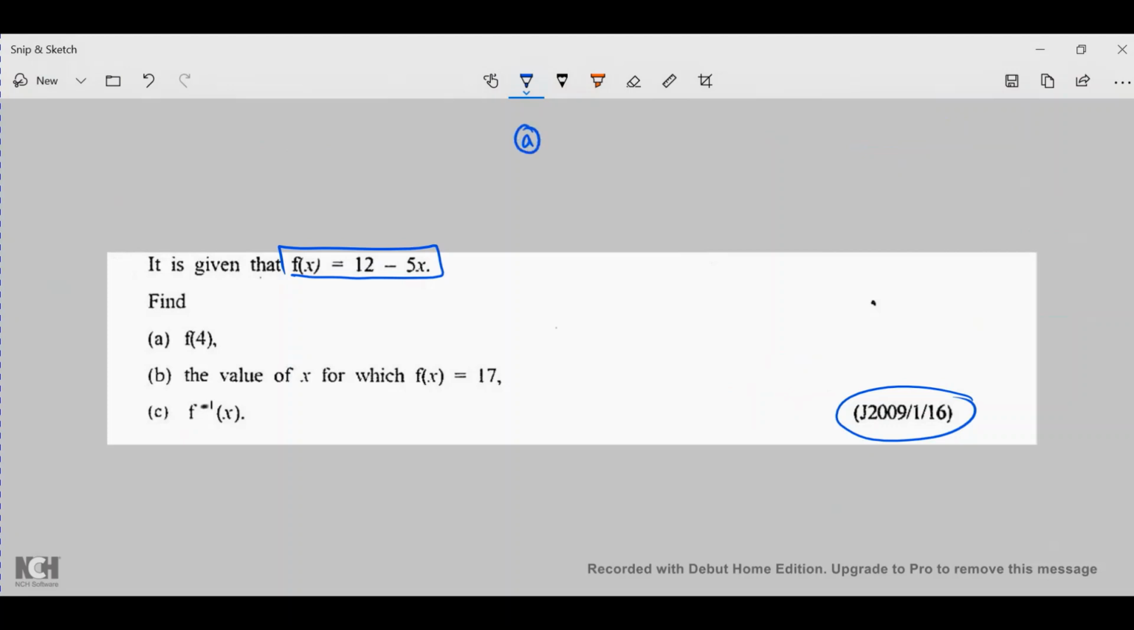Part A. f of x equals 12 minus 5x, and the requirement is to find f of 4. f of 4 is 12 minus 5 times 4, which is 12 minus 20, and the answer is minus 8. We have done it.